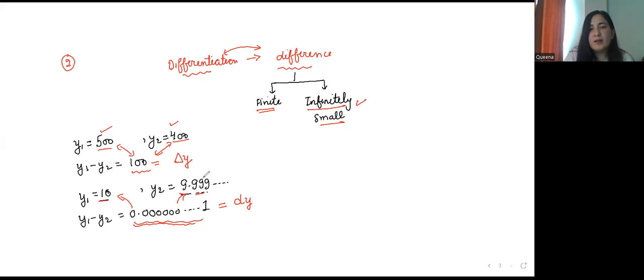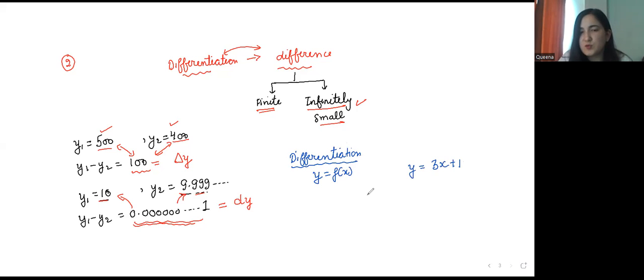And now let us move to the main topic. So the main topic was differentiation. So if you understand the two concepts well, then you can easily understand what exactly differentiation is. The first thing was, we can write y as a function of x, and we also defined the equation. I can write it again here: y is equal to 3x plus 1.